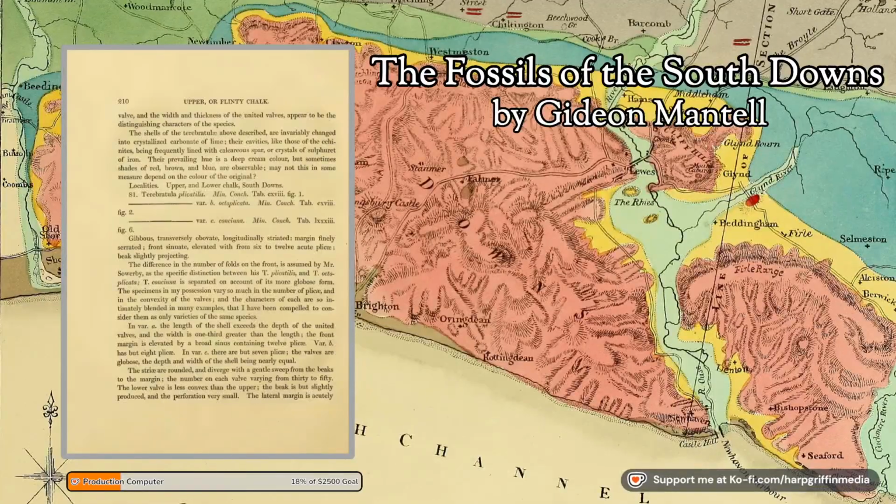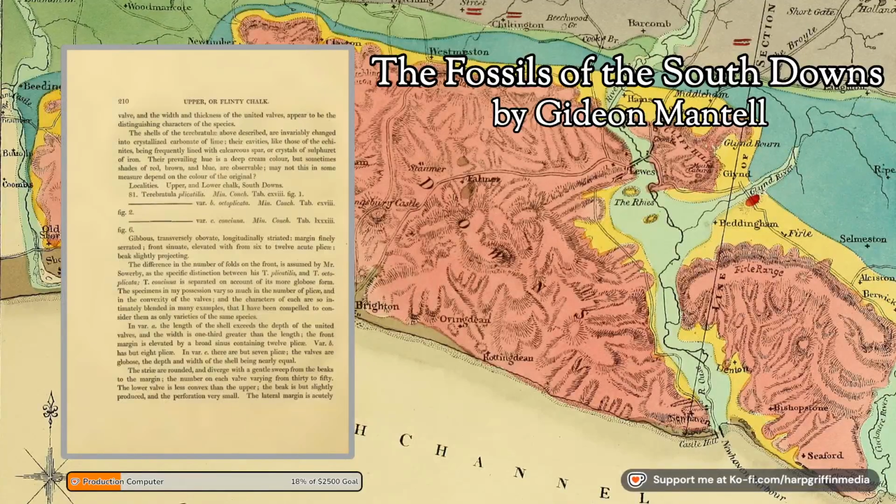In var. A, the length of the shell exceeds the depth of the united valves, and the width is 1/3 greater than the length. The front margin is elevated by a broad sinus containing 12 plicae. Var. B has but 8 plicae. In var. C there are but 7 plicae. The valves are globose, the depth and width of the shell being nearly equal. The striae are rounded and diverge with a gentle sweep from the beaks to the margin, the number on each valve varying from 30 to 50. The lower valve is less convex than the upper. The beak is but slightly produced, and the perforation very small.